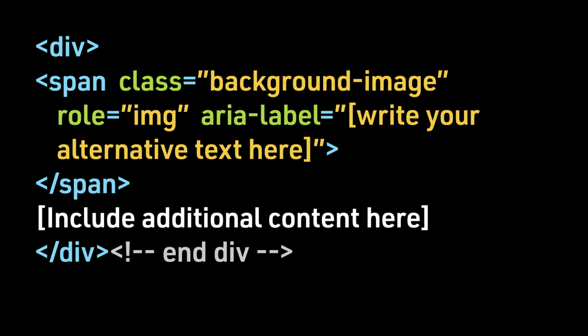Opening div tag, opening span tag, class equals "background image" in quotation marks, role equals "image" IMG in quotation marks, ARIA label equals "write your alternative text here" in quotation marks. End span, include additional content here, end div.